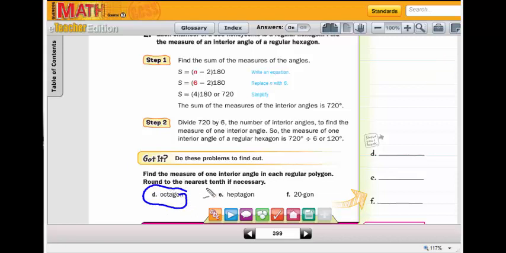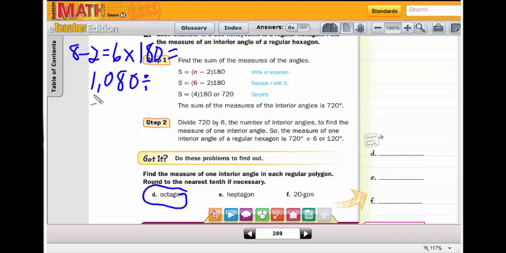It asks us to find the measure of one interior angle in each regular polygon, round to the nearest tenth if necessary. So since we're doing an octagon, we are going to do 8 minus 2 equals 6, and then we're going to take that times 180, which equals 1,080. We're going to take 1,080 and divide by the number of sides in an octagon, which is 8, and 1,080 divided by 8 is 135 degrees.